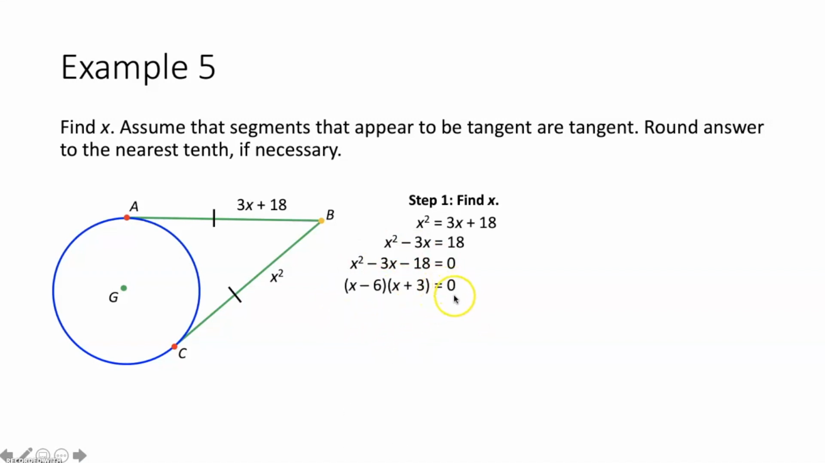We set that equal to 0. Now we have two things multiplied together equals 0, meaning by the zero product property, either x minus 6 is equal to 0 or x plus 3 is equal to 0. We solve each of these. Over here we get x is equal to 6. Over here we get x is equal to -3.